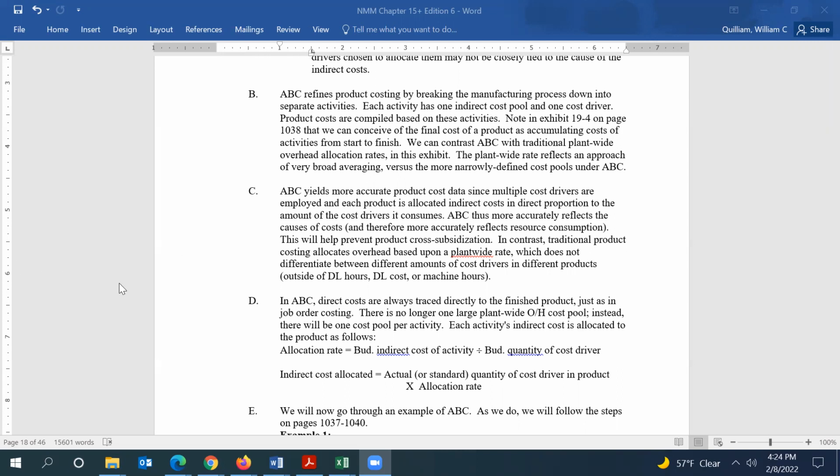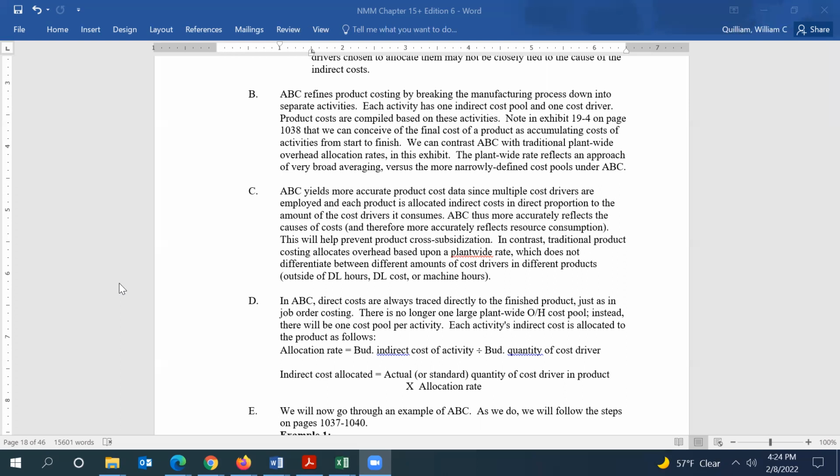So in ABC, direct costs are always traced directly to finished product. Just think job order costing. That's good. There is no longer one large plant-wide overhead cost pool, that pesky one with all the disparate costs in it that don't behave alike. Instead, there will be one cost pool per activity.